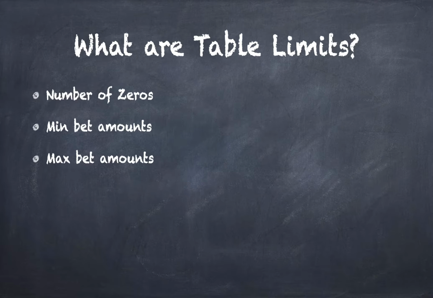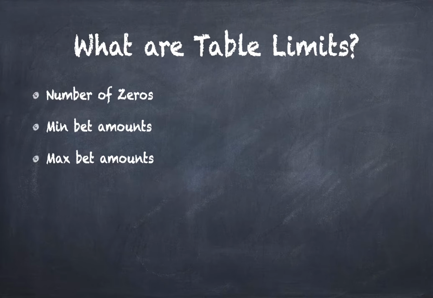First, let's just talk about what table limits are. Pretty much every roulette table, especially a live roulette table, is going to have a set of rules, bounds that you are mandated to follow. Those usually include the number of zeros, so whether it's an American roulette table, a European roulette table, or in some cases a sans roulette table, where you would have 2 zeros for an American, 1 zero for a European, and 3 zeros for a sans table.